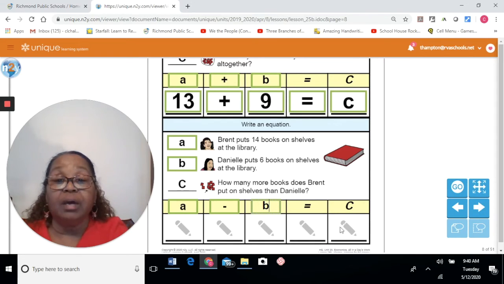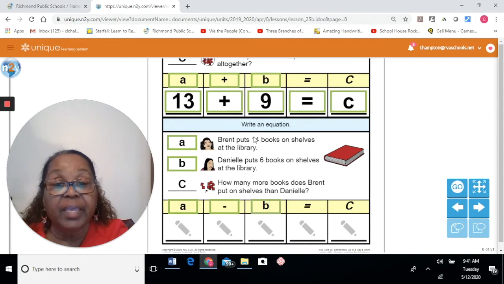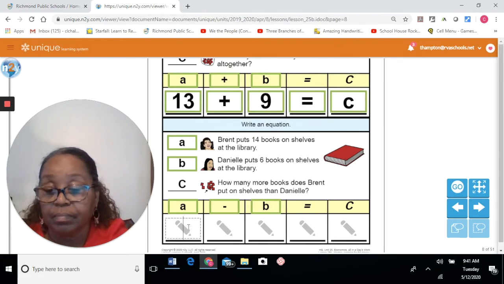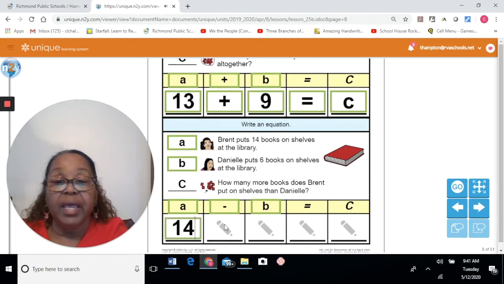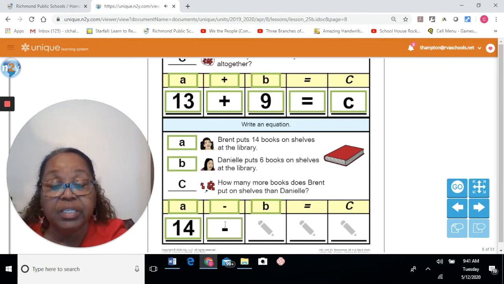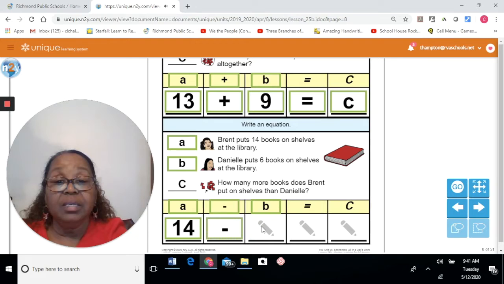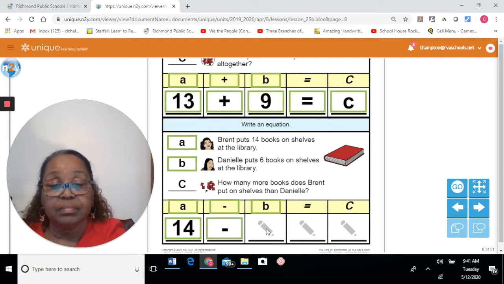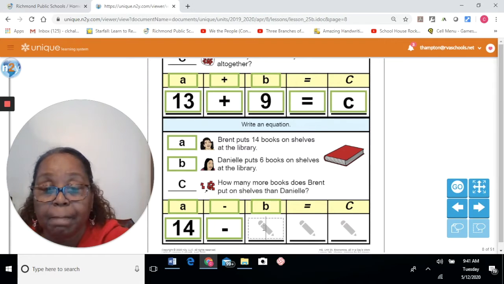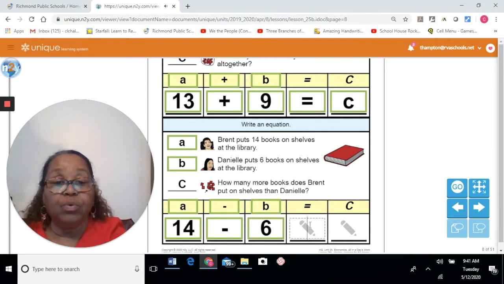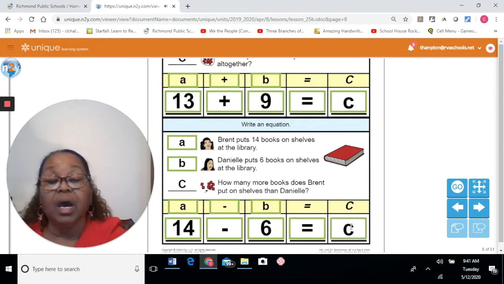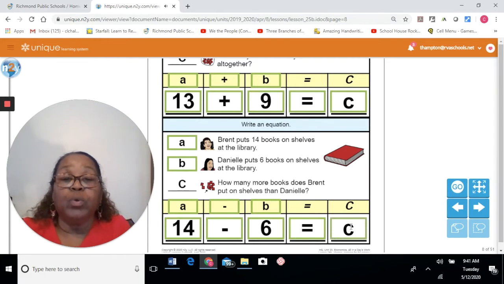Now, all we have to do is replace the variables with numbers. Well, we know what A is. A is 14. And our operation is subtraction. B is 6. And that will equal C. C is the unknown variable. That is what we would be solving for. That's how you write an equation.